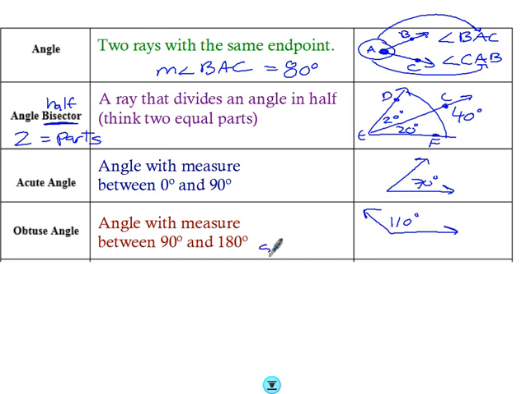There is also something I forgot to write in the notes called a straight angle. A straight angle is something that equals 180 degrees, and it looks exactly how it sounds. A straight angle is basically just a straight line. So the degree measurement of a straight line is 180 degrees.